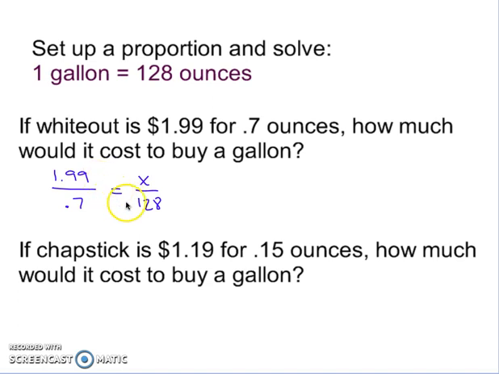Again, we're just going to cross multiply to solve for x. In this case, x is already at the top, so I really just need to multiply those two, which gives me 254.7, and that's going to be divided by our 0.7. That gives me my answer of $363.9 per gallon.